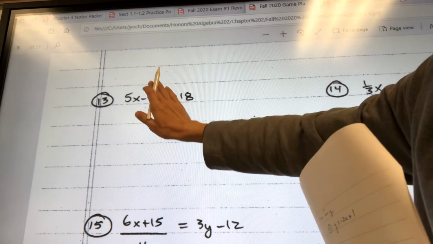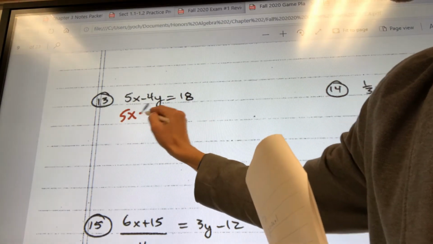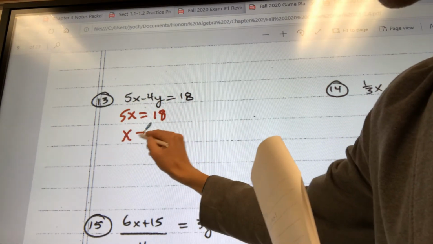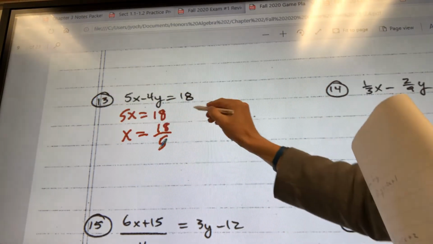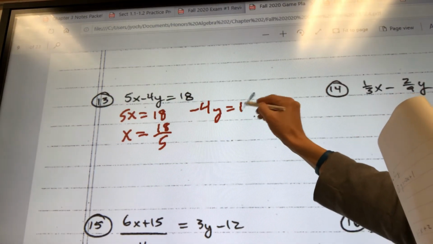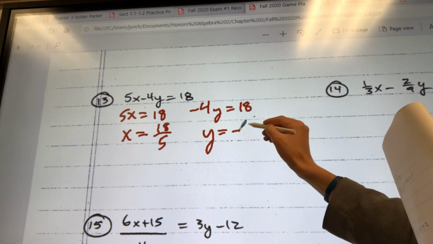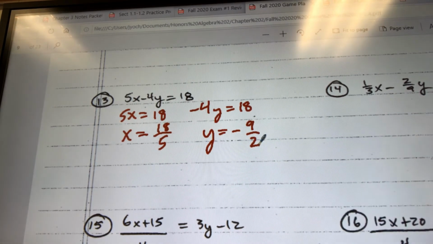On 13, again, cover-up method. 5x is equal to 18. X is 18 over 5. That is the x-intercept. The y-intercept is when x is 0, so a negative 4y is equal to 18. Y is equal to a negative 18 over 4, which is a negative 9 over 2.